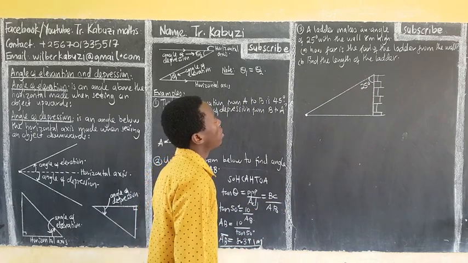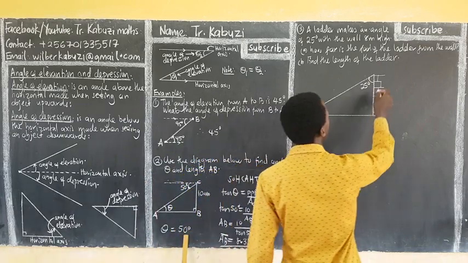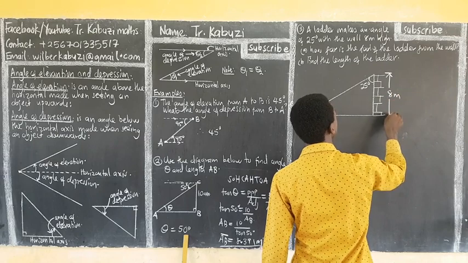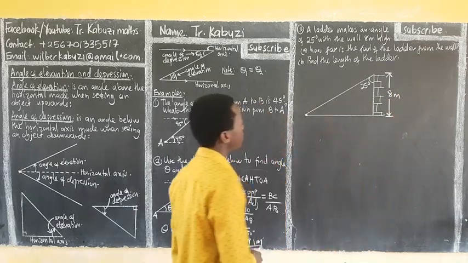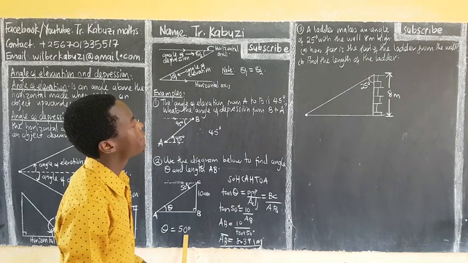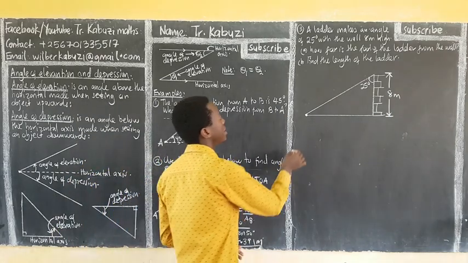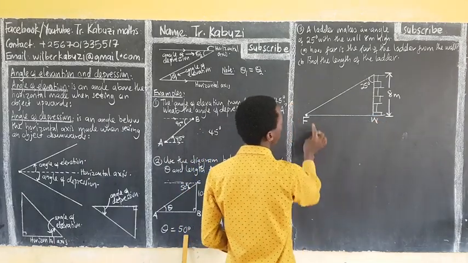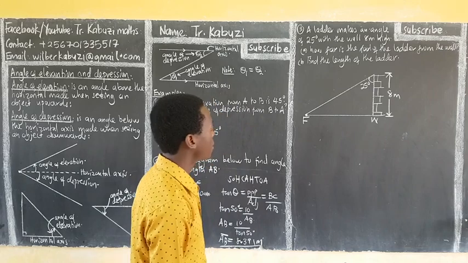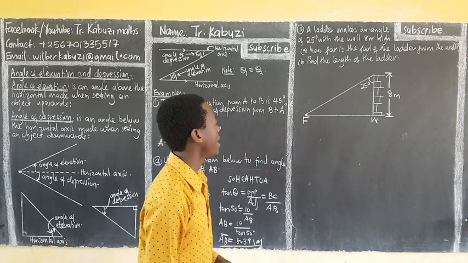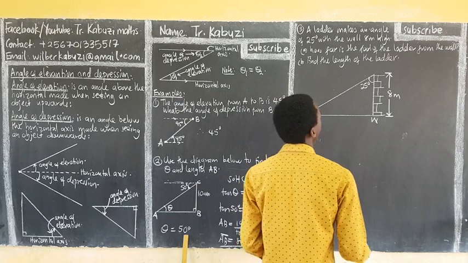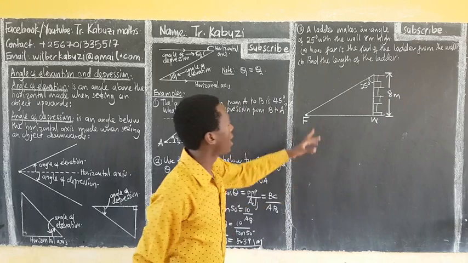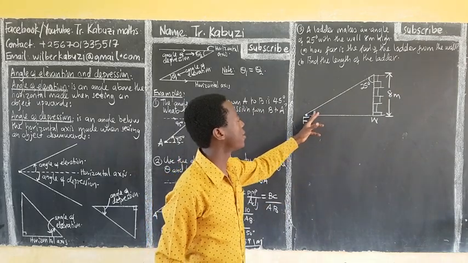The wall is 8 meters high, meaning from here up to here we have 8 meters. That's how high that is. And then they are asking how far the foot of the ladder is from the wall. If this is our foot of the ladder, and this is our wall, they want us to get this distance. There are two ways: I can use this to get this, or I get this angle here, then I use this over this.